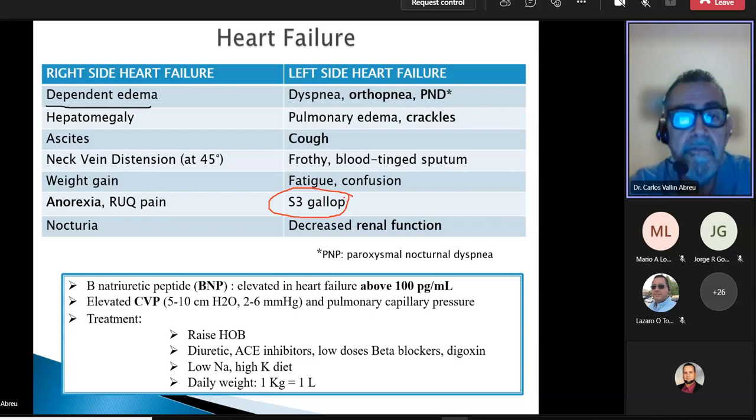S1, closure of the mitral at the beginning of the systole. S2, closure of the aortic valve at the beginning of the diastole. Between S1 and S2, systole. After S2, diastole, until the next S1. This is the normal. Sometimes an extra sound appears almost immediately after S2.